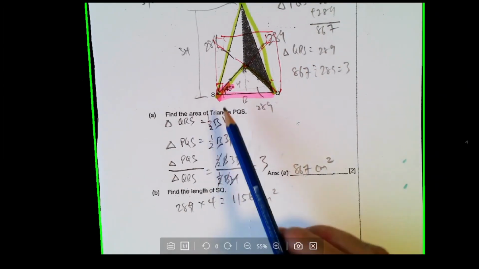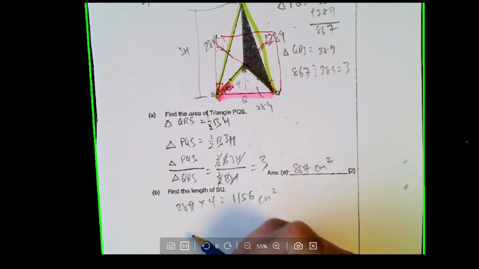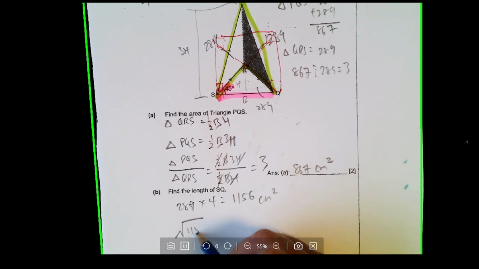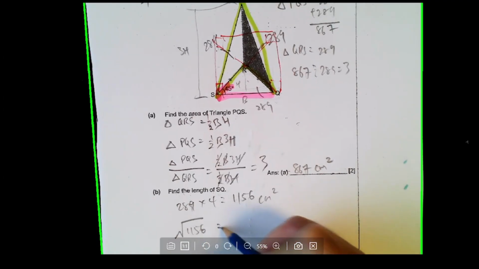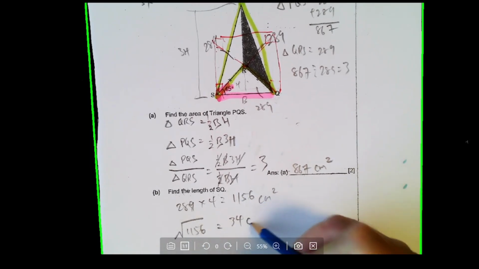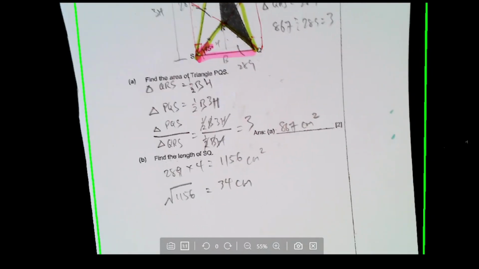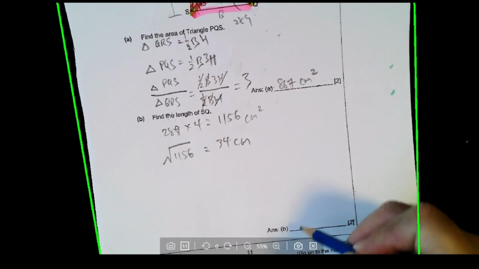So can I find the length of one side? Yes. Square root of 1156. Use your calculator. You can't work it out on your own. Okay, you have to use a calculator. Square root of 1156 is 34 cm. Okay, so the length of SQ is 34 cm.